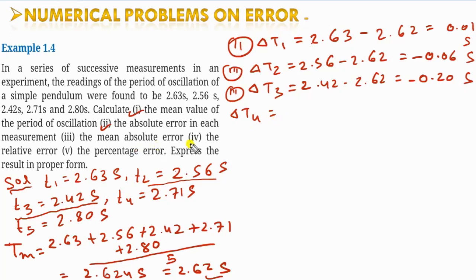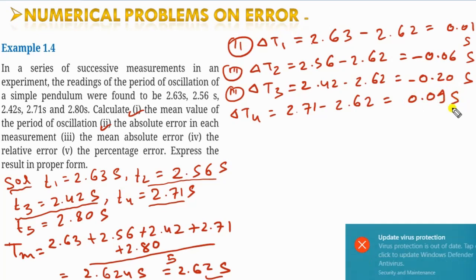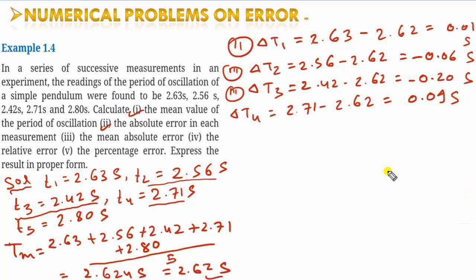Now the fourth absolute error would be what? Fourth measured value, that is 2.71 second. 2.71 second minus 2.62 second, and it would give us 0.09 second. The fifth absolute error would be delta t5, that is 2.80 minus mean value 2.62. It would give us 0.18 second.